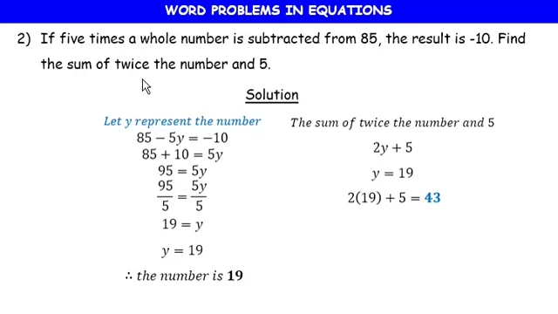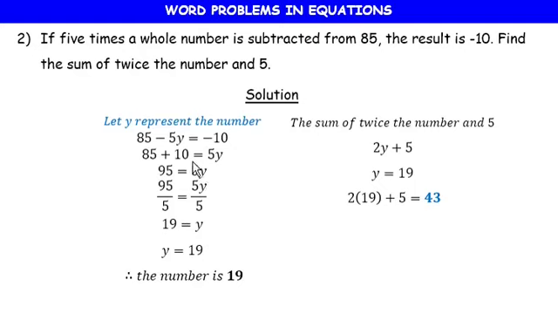So the first thing we have to do is to find the value of this number, right? So we've gotten the linear equation here. 85 minus 5y is equal to -10. So let's find the value of y. Simply we are going to move this 5y to the right side so that it becomes positive, and then we bring this -10 to the left side. So we're going to have 85 plus 10 is equal to 5y. 85 plus 10 gives us 95. So we have 95 is equal to 5y.